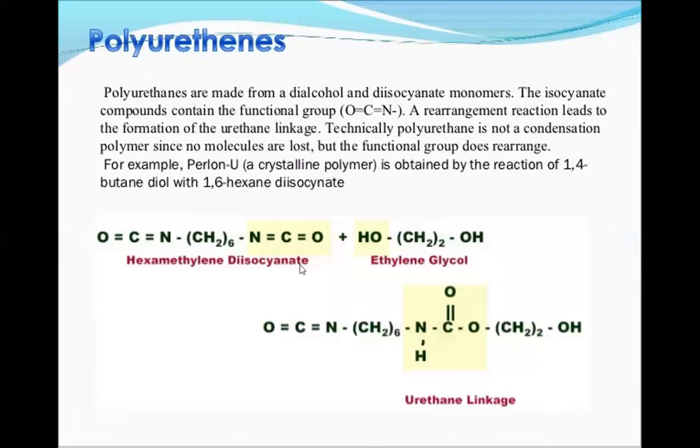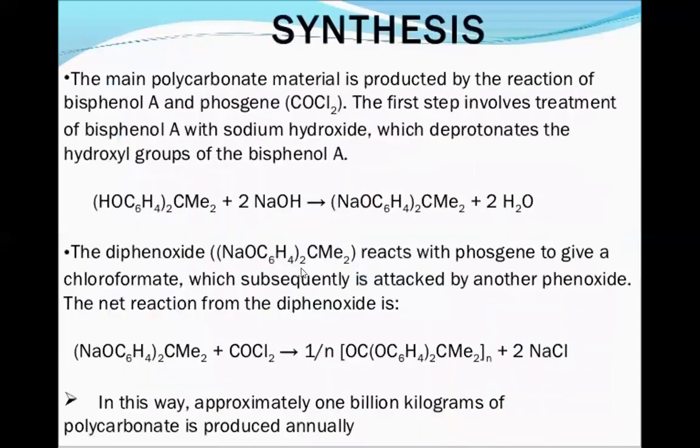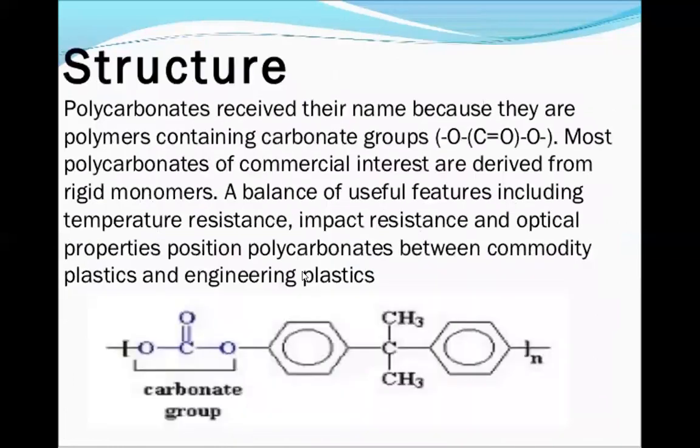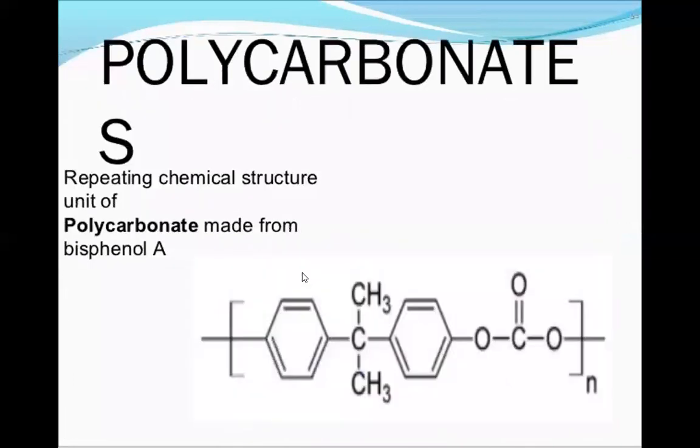So these are some of the compounds, that is Bakelite, polycarbonate, and polyurethane structures, which are the best examples for the thermoplastic and thermoset plastic resins.